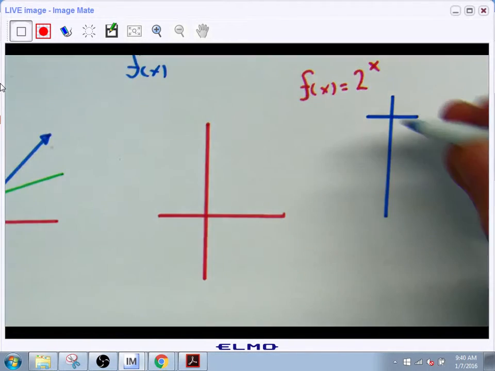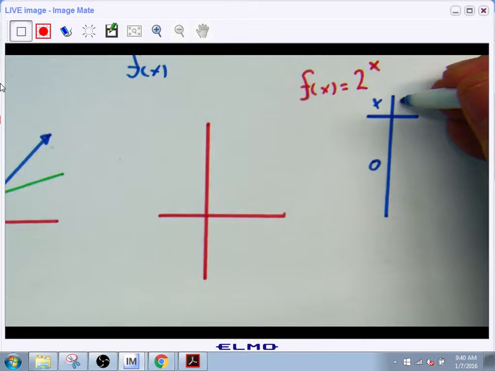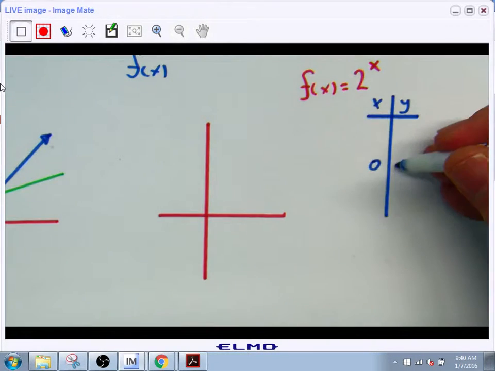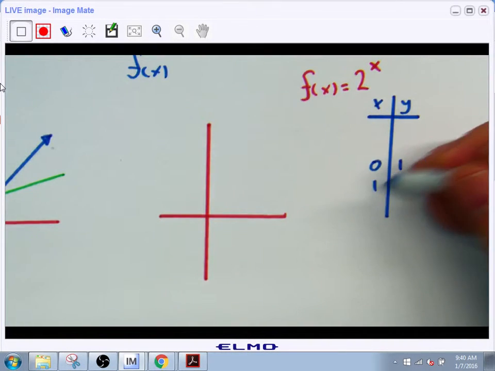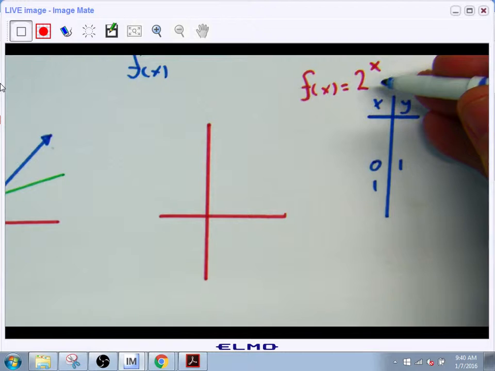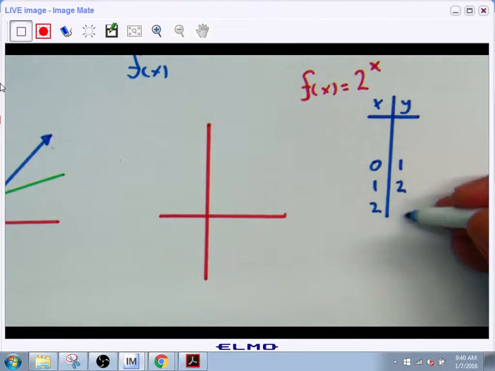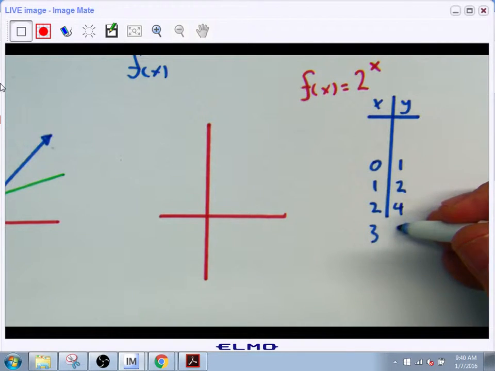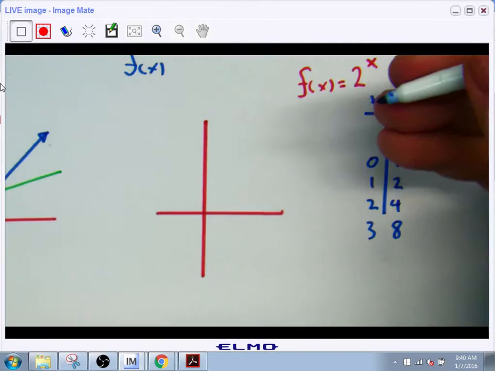Okay, so when x is 0, 2 to the 0 is 1. When x is 1, 2 to the first is 2. When x is 2, 2 squared is 4. When x is 3, 2 to the third power is 8. Makes sense, right? And we have that exponential growth, 1 to 2 to 4 to 8. We're doubling each time. But what about if I go backwards?